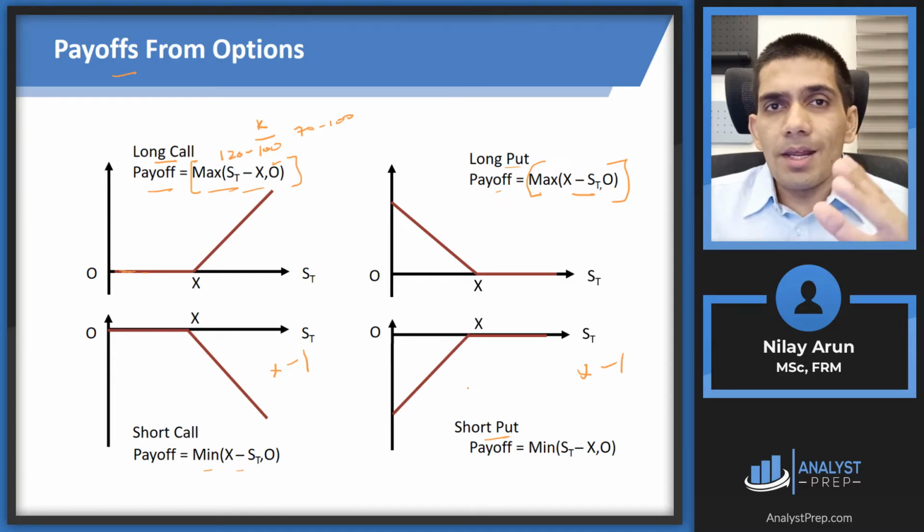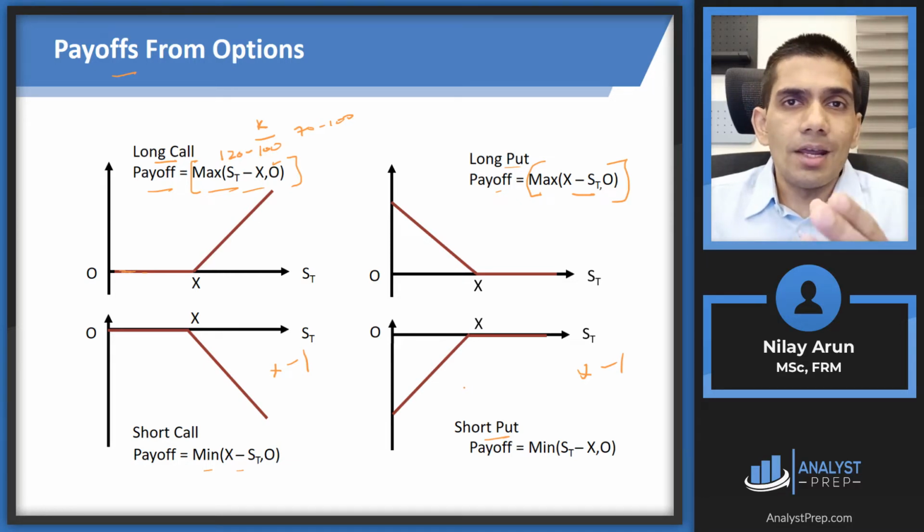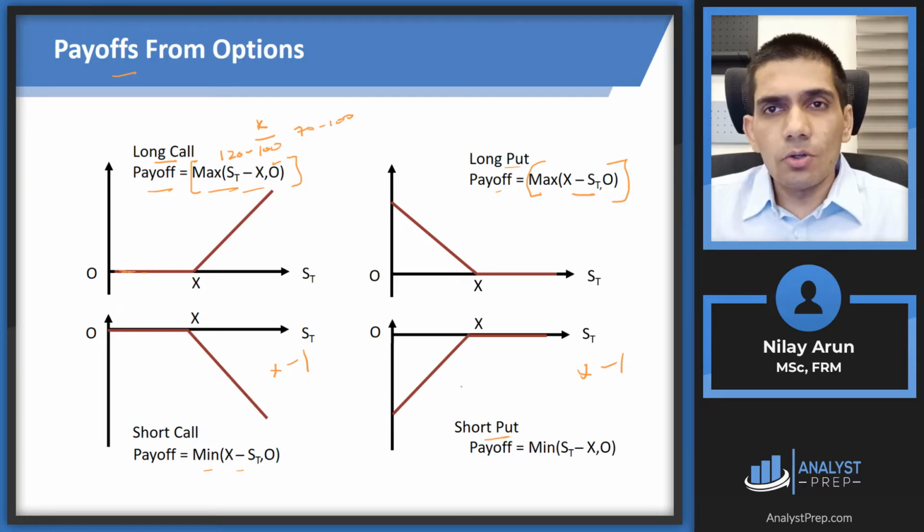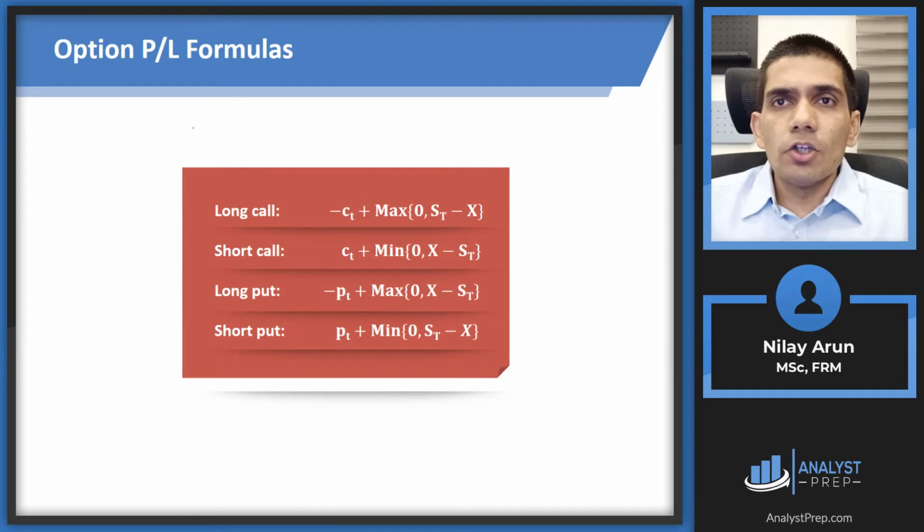So one person is paying the premium, so the other person is receiving that premium. So let's look at the formulas which we would have there. So those are your option P&L formulas. So long call, short call, long put, and short put. This part, the second part of the formula, is exactly what we did for payoff. The only difference here will be the adjustment for the option premium.